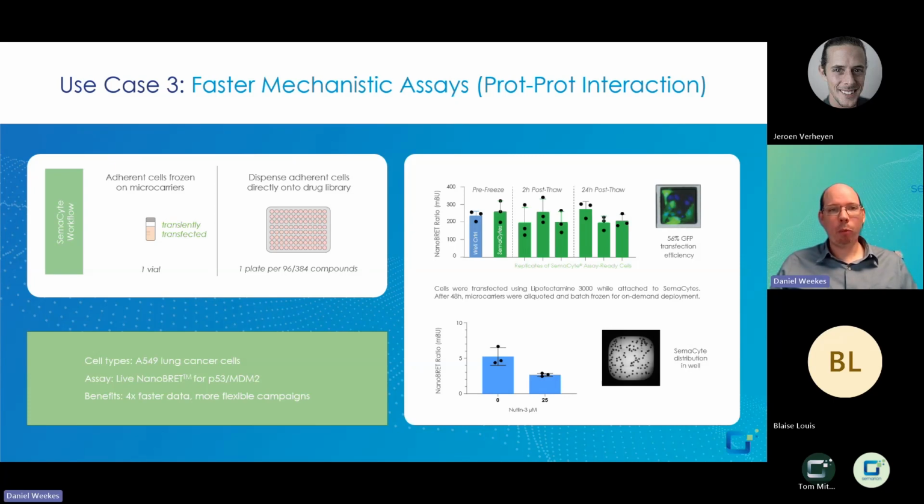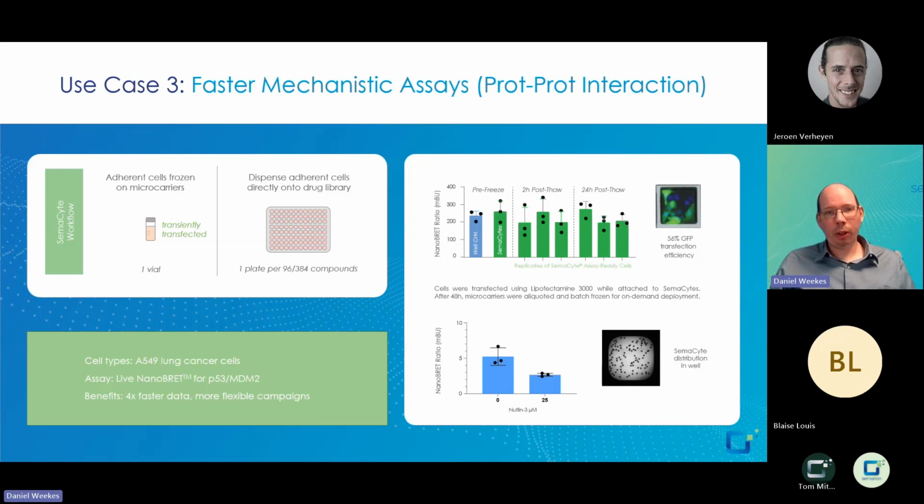And with this assay, we again, for the SemaCytes, allow them an hour to recover, and then assay the BRET ratio at various time points after thawing. If you look at the top right panel, what we can see is, firstly, again, the NanoBRET ratio is concordant between cells transfected on plates and cells transfected on SemaCytes.